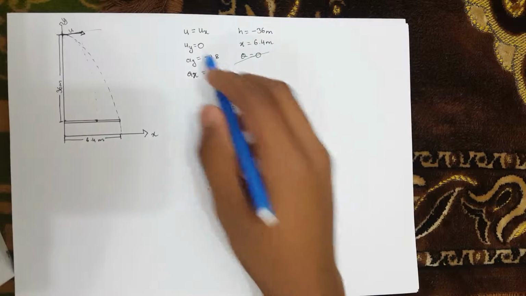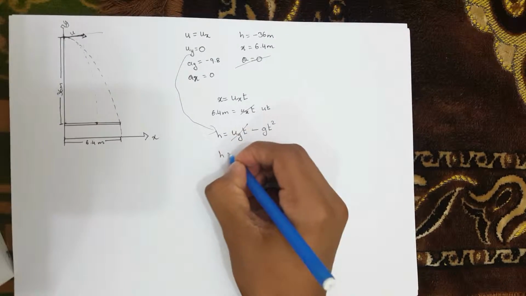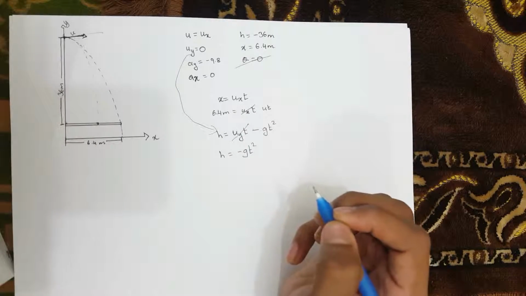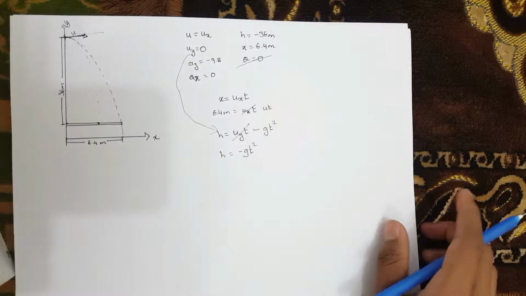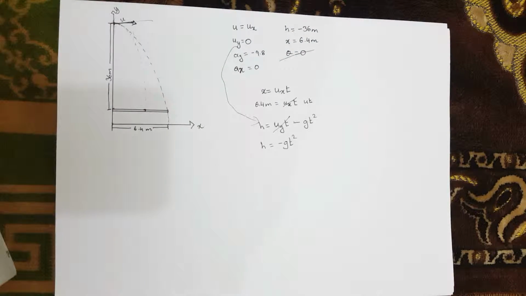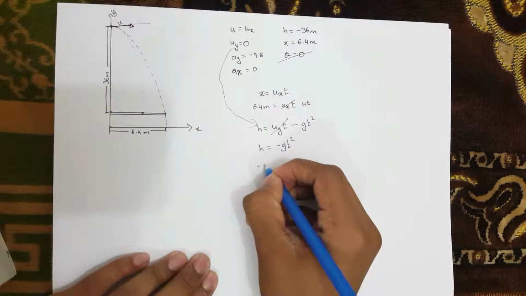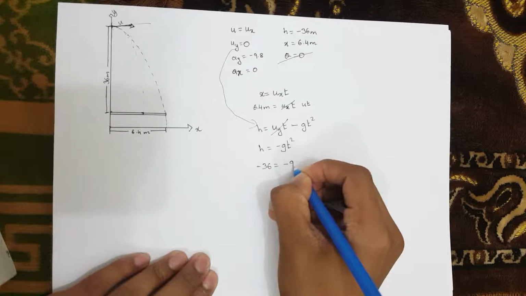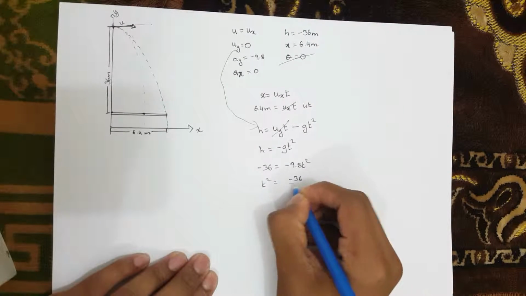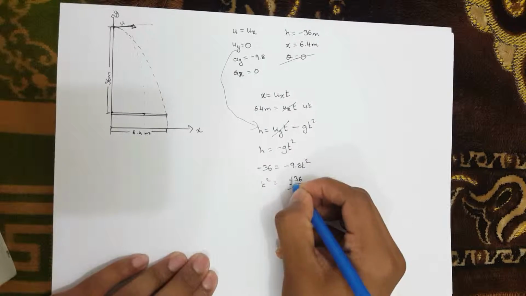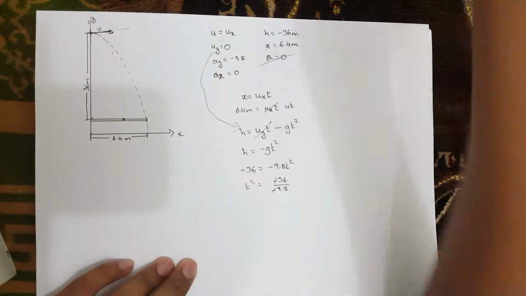Now we know that uy is 0, so the term is cut. This is only in the case of horizontal projectile because you don't have uy. I explained it just a few seconds ago. Now we input the values we know. Height is minus 36 equals minus 9.8 t square, so t square equals minus 36 by minus 9.8. See how the minuses cancel out? This is why I told you anything in the y direction can have a negative value.